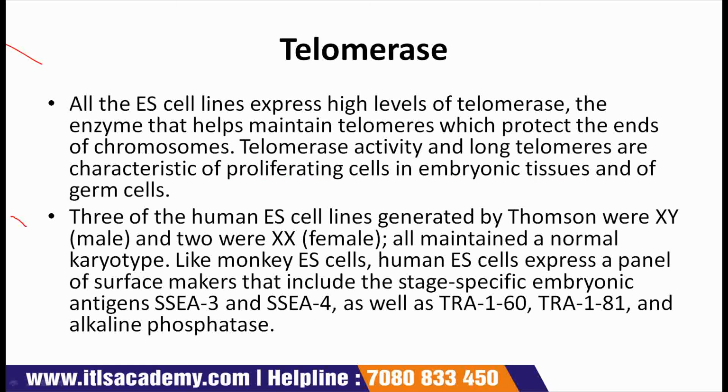Coming to the next point, three of the human embryonic stem cell lines generated by Thomson were XY, and we know that XY is the denotation for male, and two were XX. This XX is the denotation for female. All maintained a normal karyotype.